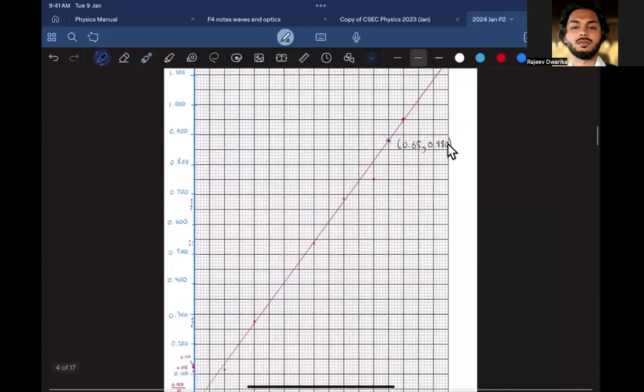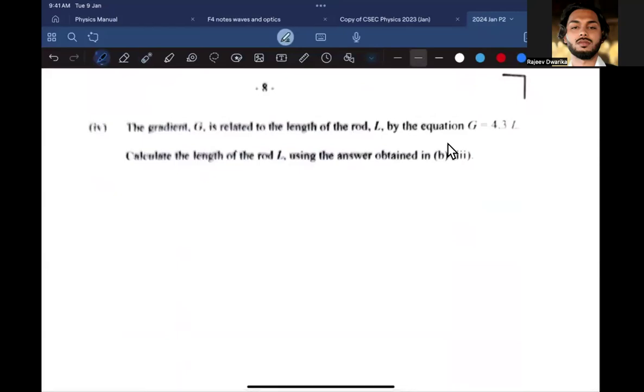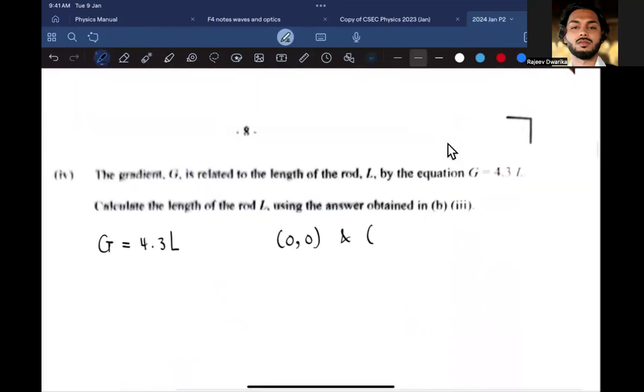So now that we have the points, we can actually find the gradient. Look at what they're asking us in part 4. The gradient G is related to the length of the rod L by the equation G is equal to 4.3 L. So to calculate the length, obviously, you need to find the gradient. So let's find the gradient. The 2 points that I used were 0, 0, and 0.65, 0.880. Guys, does it necessarily matter which one I call x1, y1, and x2, y2?